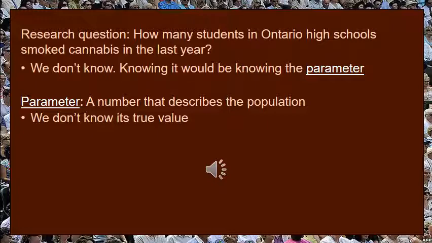A parameter is an important concept. It is a number that describes the whole population. And unless we ask every member of the population, we don't know the true value of the parameter. This is why we have to select a sample and guess what the parameter is from this sample, because we do not have access to the whole population.